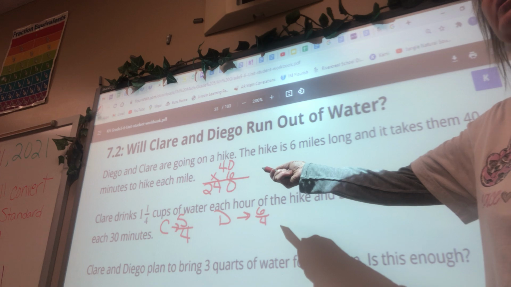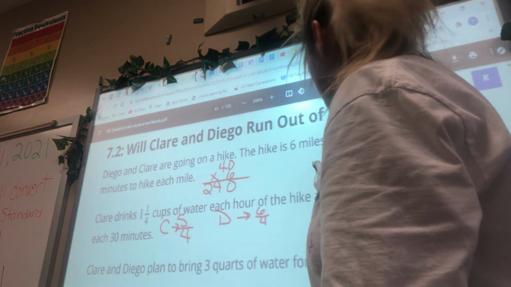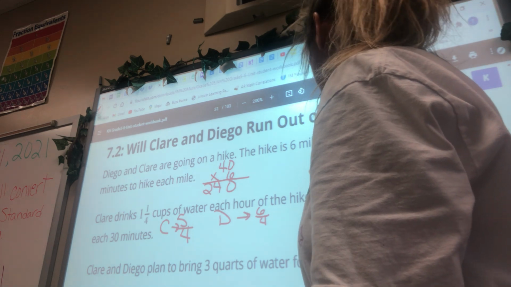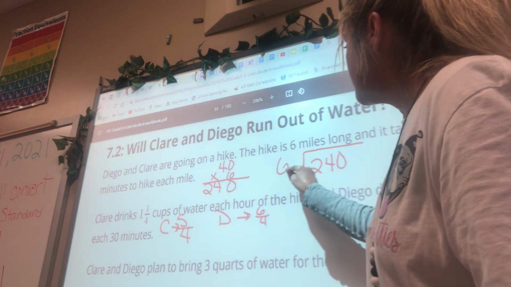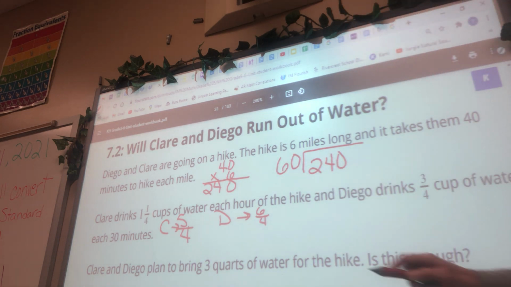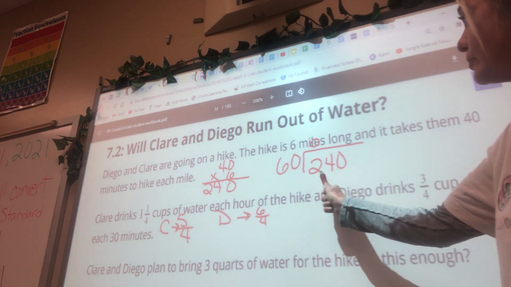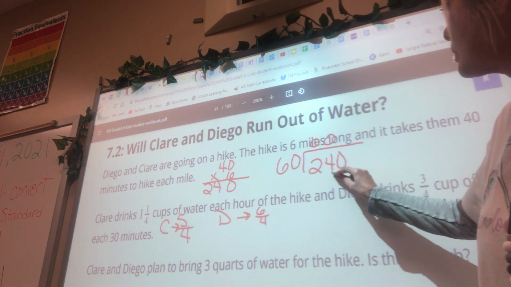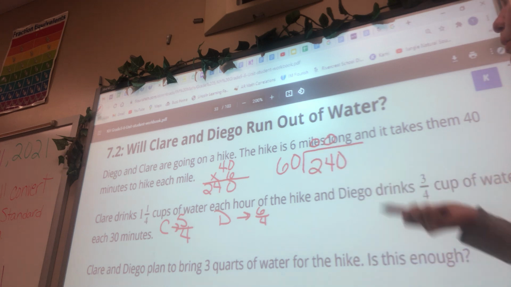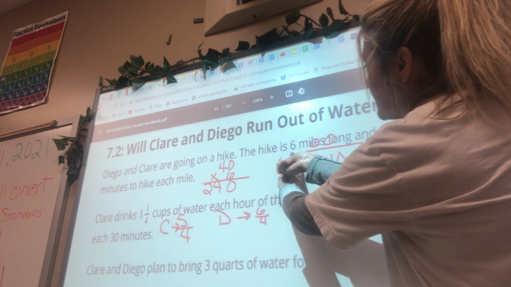240 divided by 60. Okay, so we have 240 minutes in the hike altogether, and we know that there are 60 minutes in an hour. Will 60 go into 2? No, so placeholder 0 over the 2. Will 60 go into 24? No, so placeholder 0 over the 4. Will it go into 240? Yes, and if you don't have a clue how many times, cover up all but the outside number.